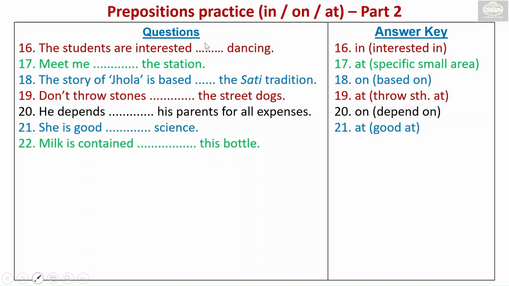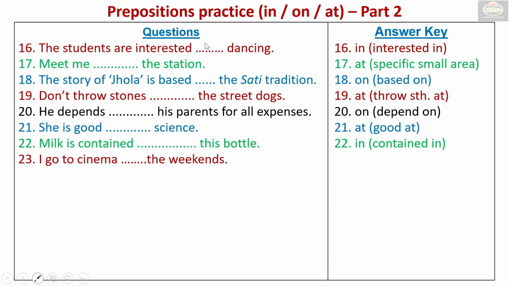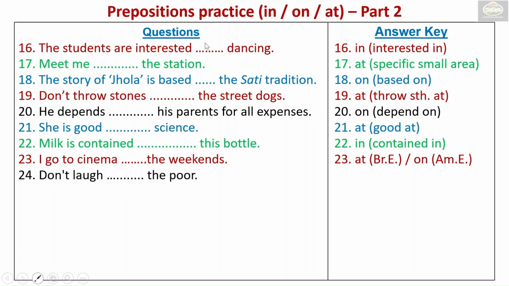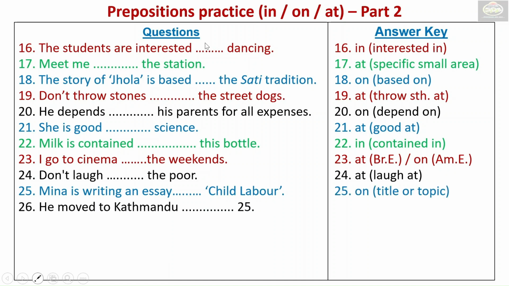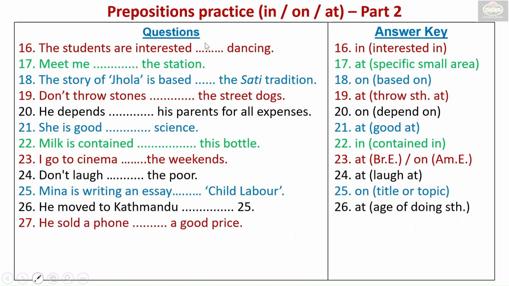Milk is contained in this bottle. In. I go to cinema at the weekends in British English, on the weekends in American English. Don't laugh at the poor. Meena is writing an essay on child labor. Title or topic is there. He moved to Kathmandu at 25. He sold a phone at a good price.